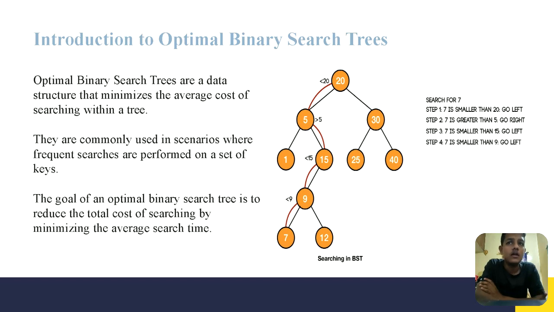They are used where keys matter. The goal of an optimal binary search tree is to reduce the total cost of searching by minimizing the average search time. This basically reduces the time. Optimal binary search trees save time.